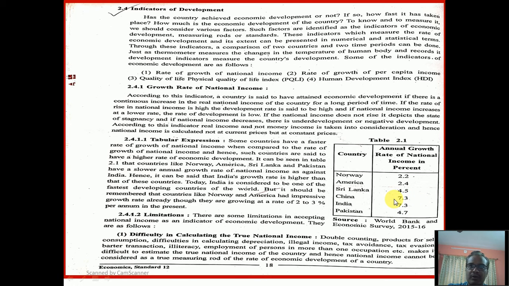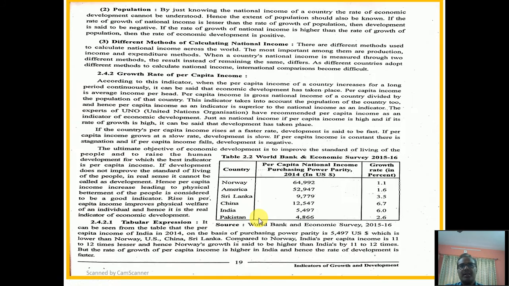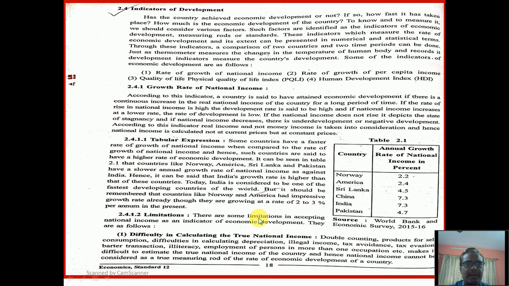Why? Because they want to reach the level of growth. So India achieved a 7.3 annual growth rate of national income. It is very good and a commanding position in comparison with Norway and America. Why? Because they have already achieved a certain extent of development of their national income, but India is on the developing path, so the growth rate is much higher than the others. Now with the help of this we can see the development of the Indian economy with a 7.3 annual growth rate of national income, while Norway is at 2.2.